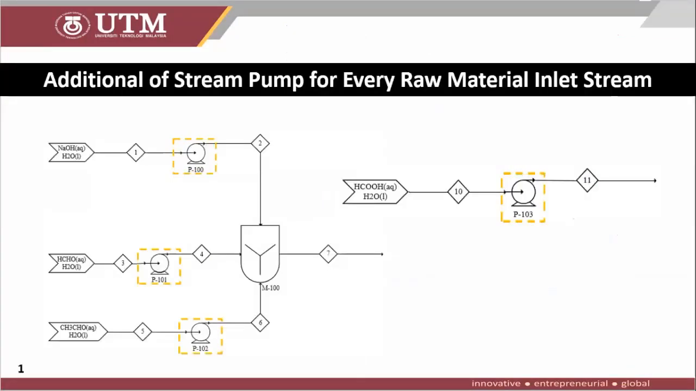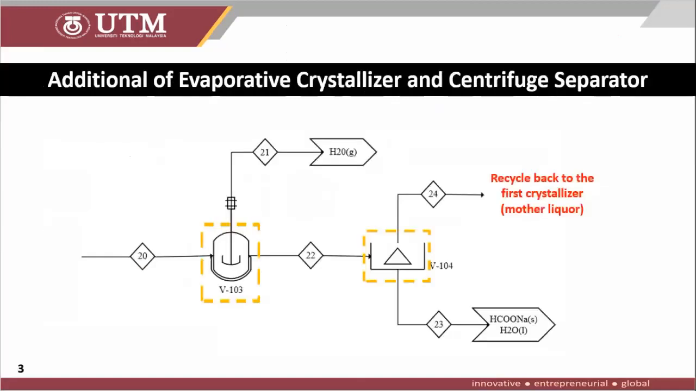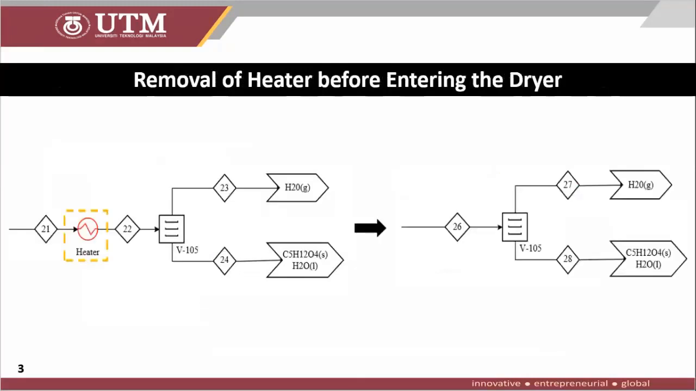Okay, for process improvement, we add additional pump to each of the raw material inlets. We remove the heater before entering the evaporator. Next, we add additional evaporative crystallizer and centrifuge separator for recycling the mother liquor. And then we remove the heater before entering the dryer.